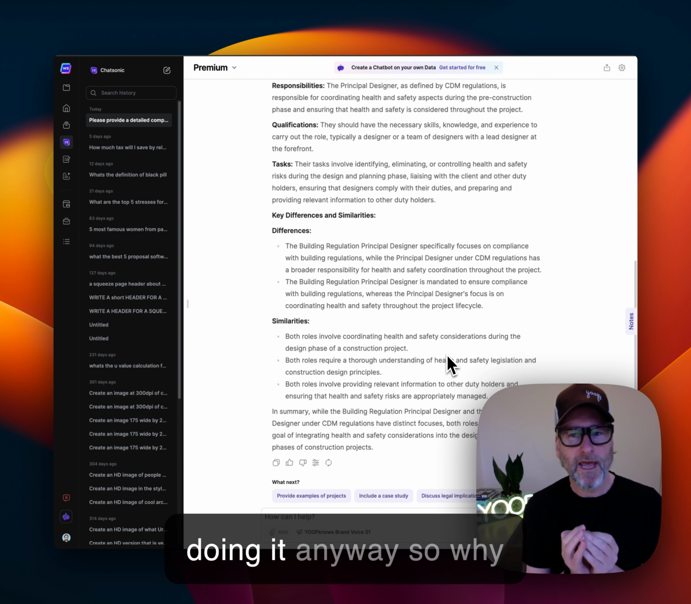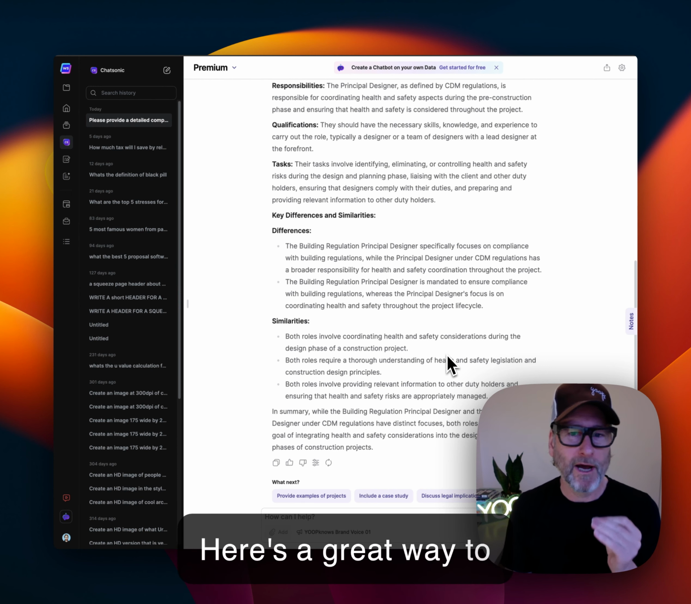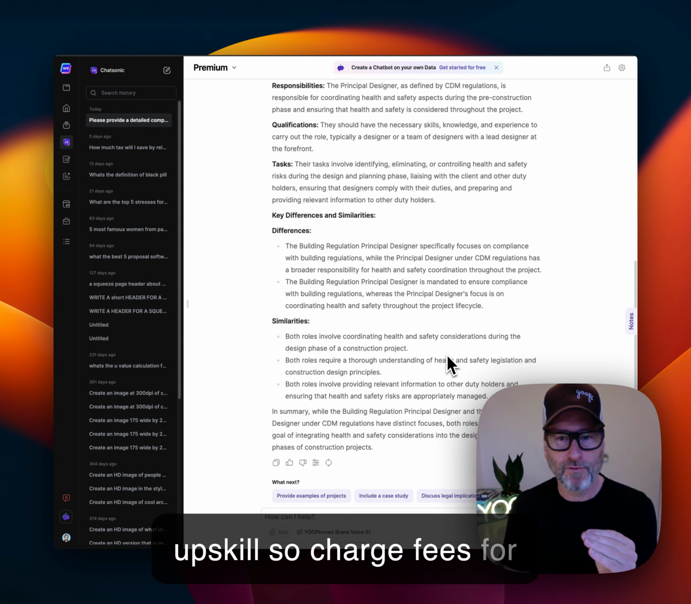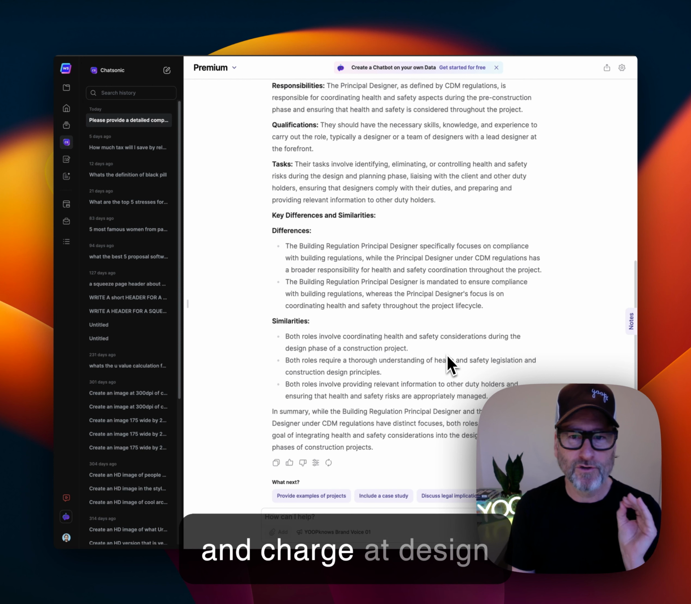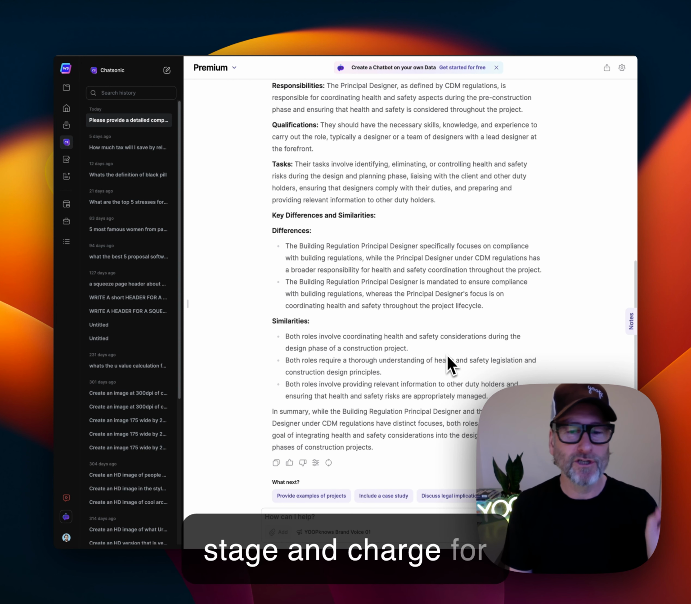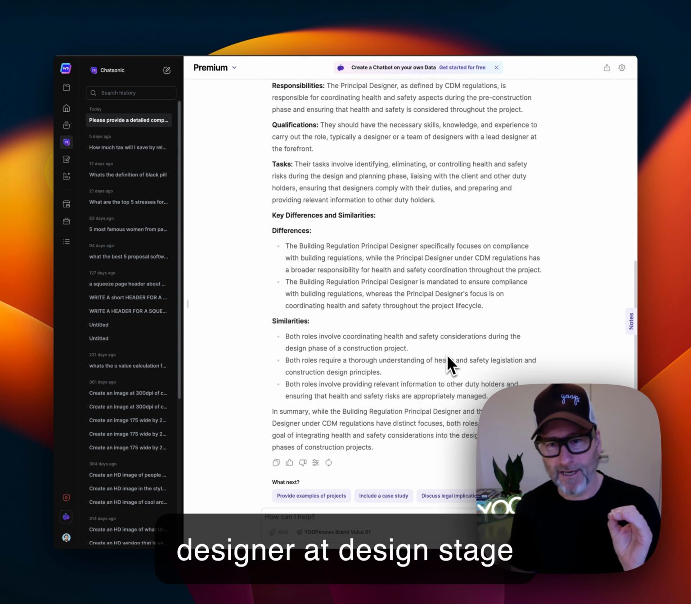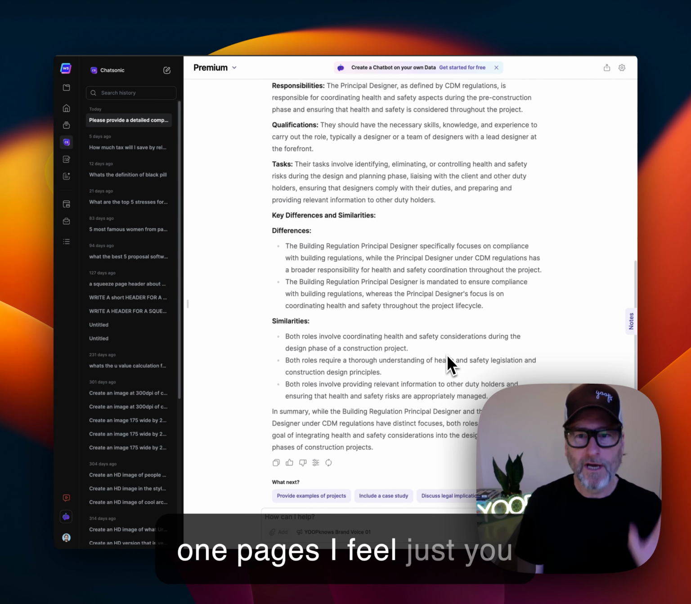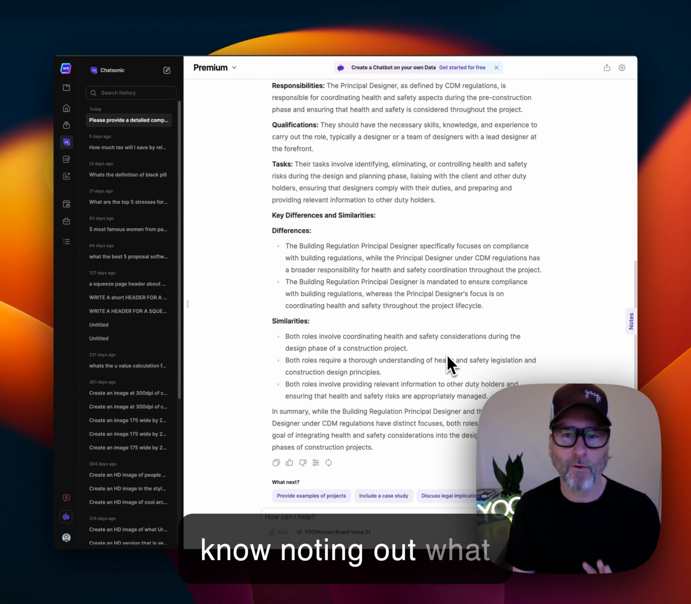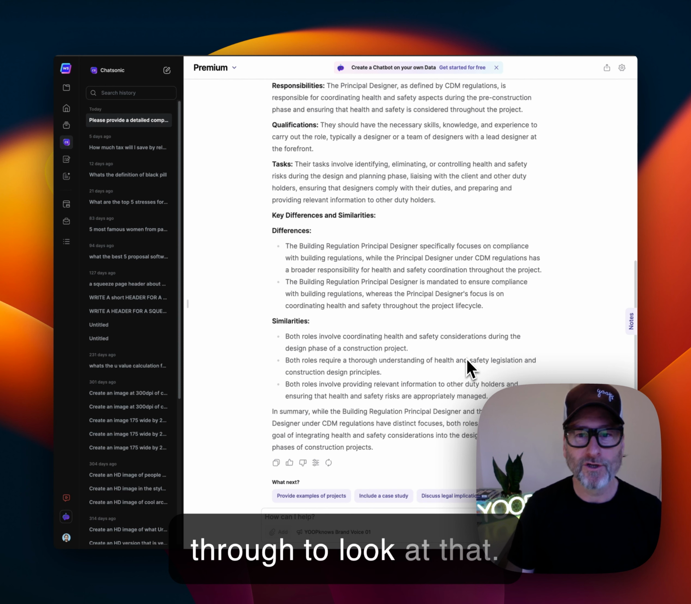So we're doing it anyway. So why not get fees for it? Here's a great way to upskill. So charge fees for CDM principal designer at design stage, and charge for building regs principal designer at design stage, and produce a couple of one-pagers, I feel, just noting out what any risks are or what process you've gone through to look at that.